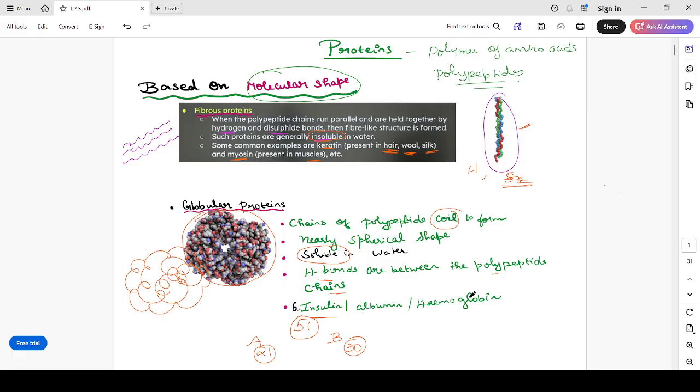In the case of hemoglobin, there are two alpha chains and two beta chains. These constitute 141 and 146 amino acids. So hemoglobin is a red-colored, oxygen-carrying pigment in our human body. And albumin, you know, this egg albumin, na? The white color, that is albumin. So all these three examples are globular proteins.